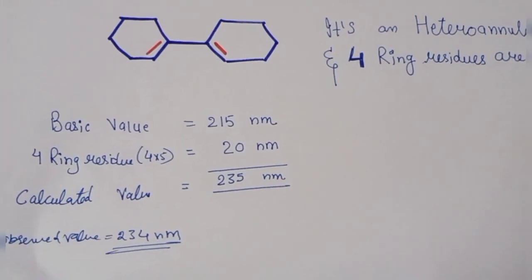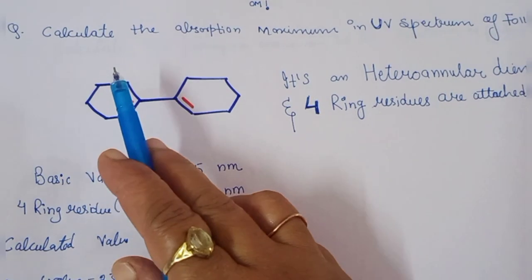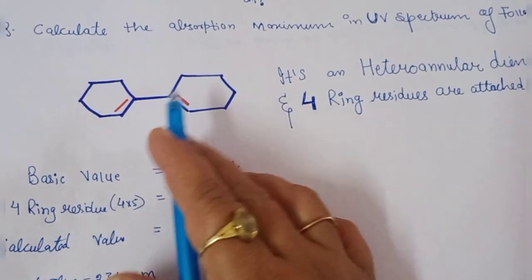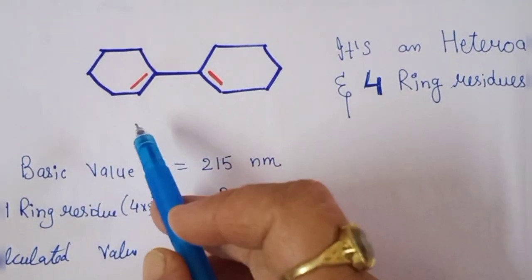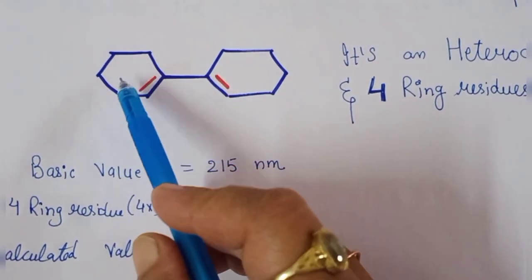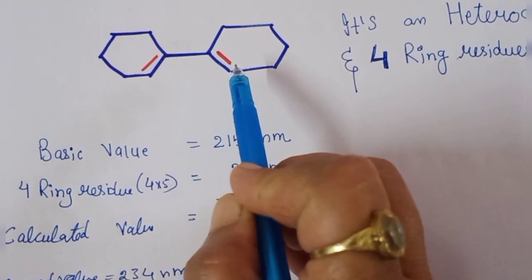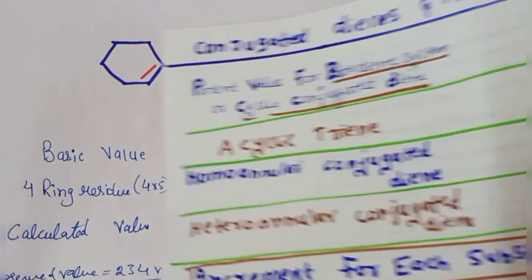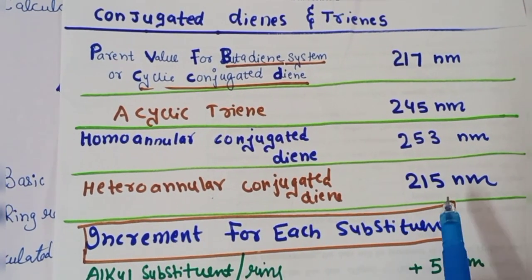So first let us see this example. The numerical is given: calculate the absorption maxima in the UV spectrum of the following compound. Now you see this compound. As we previously discussed, the basic value for this heteroannular diene, as the two double bonds are present in different rings, is 215. So this is our heteroannular diene, and these are the values written.